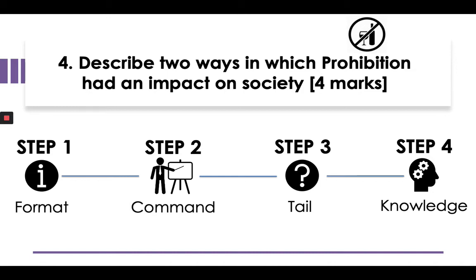So it's about impact, which is also known as your consequence. And we're looking at this on society, not the economy. A number of people will in an exam be writing about the economy, or they'll be writing more generally about prohibition, why it started, for example. So that's how you deconstruct the question.